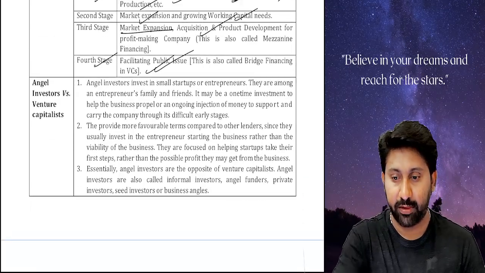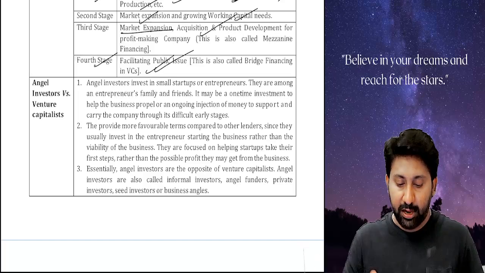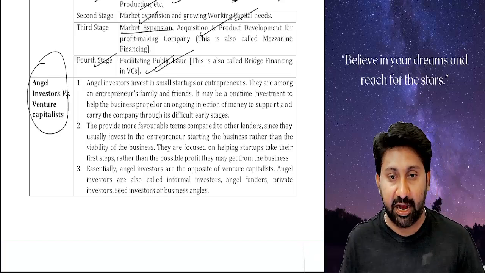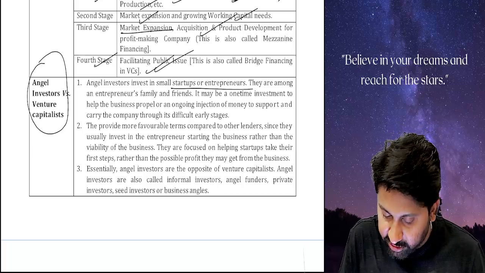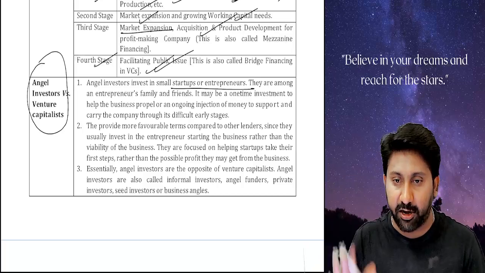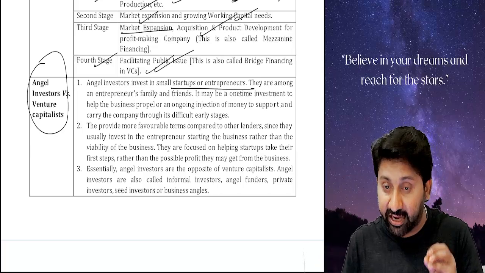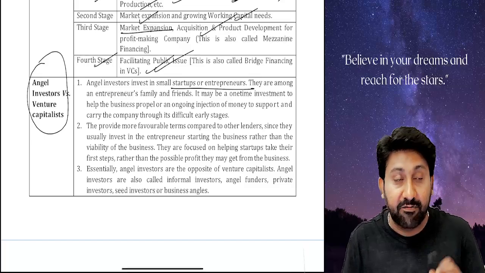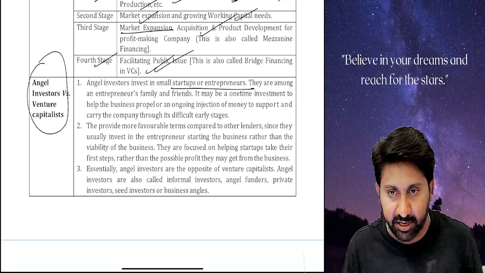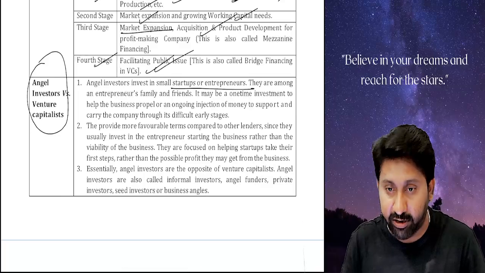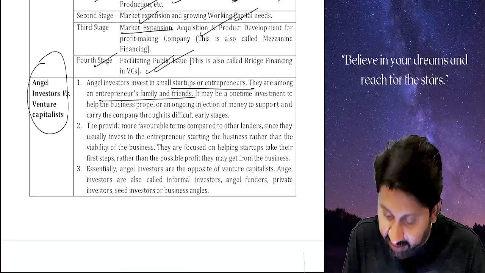Next one. Angel investors versus venture capitalists. I will just give a summary of what it is. Angel investors invest in the small startups and entrepreneurs. As I told you, they can be close family, friends, etc. If the borrowers outside are charging 12%, 13% interest, they charge only 7-8% interest. Favorable credit terms they will give. They are among the family and friends.